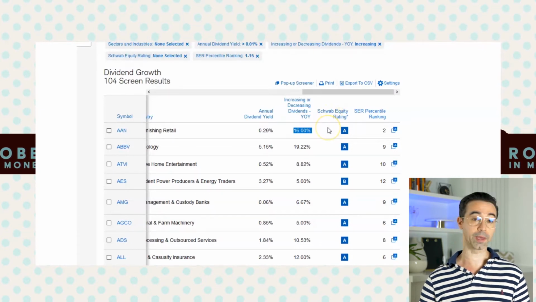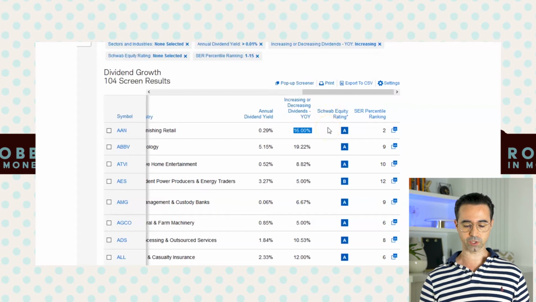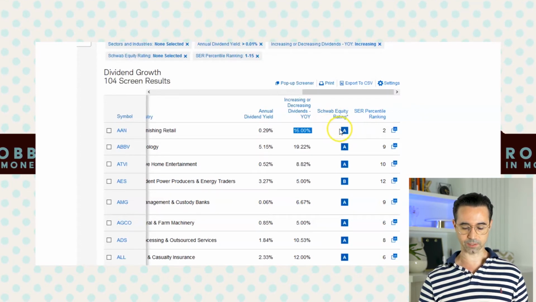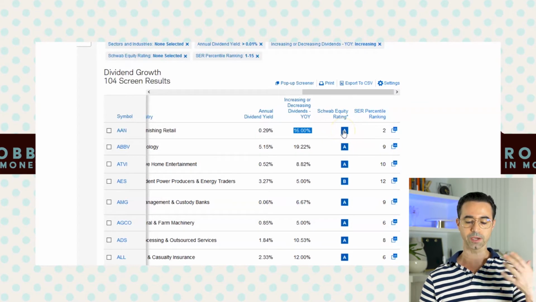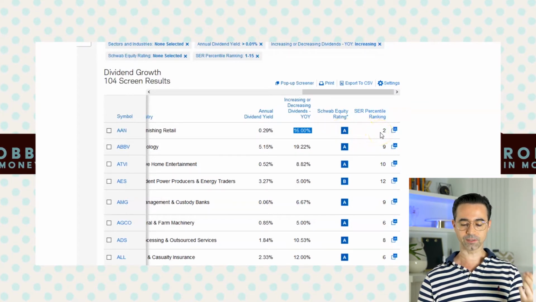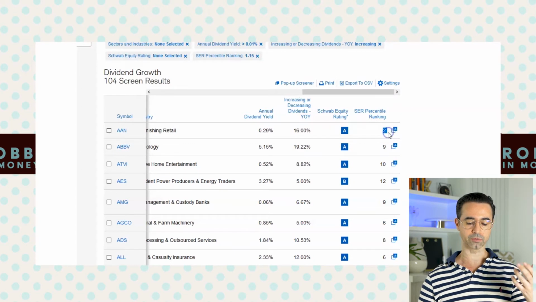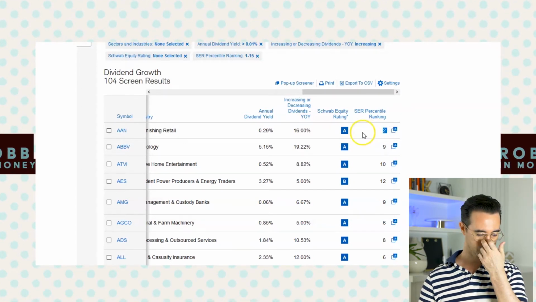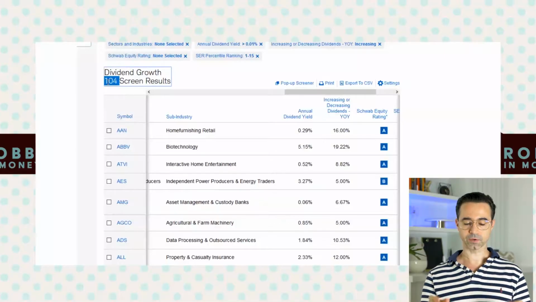So then you have Charles Schwab equity rating. This is showing the highest equity rating stocks first. So these are A-rated stocks. Schwab equity rating is A. And then you have the SER, Schwab equity rating percentile rank is 2, which means it's highly rated by Schwab. So as you can see here, hopefully, this is already a way to kind of screen for stocks. So now you have 104 different stocks that you have the ability to look at. So okay, that's great so far.